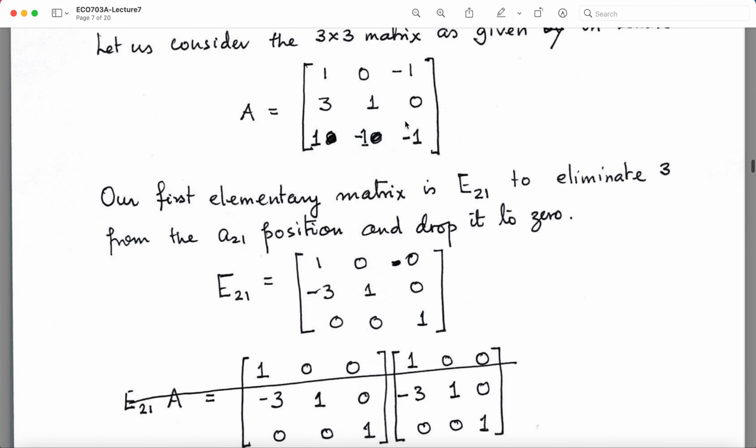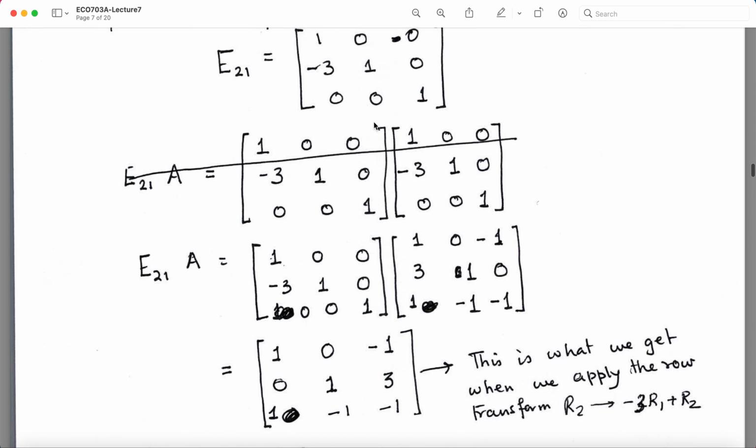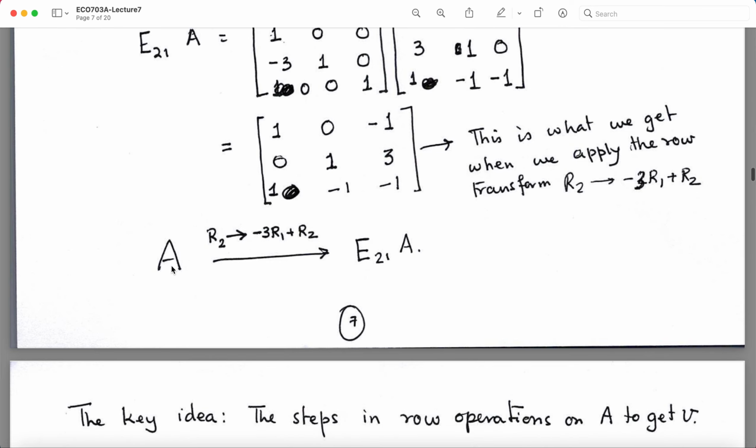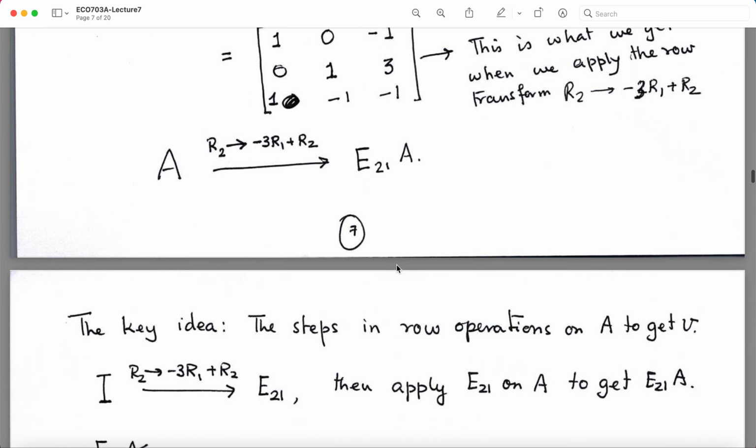You can check. When you apply directly, what we get is this. But if I do it with E21, this elementary matrix, it is just so simple. You have less chance of making a mistake. Even I would make less mistakes. So if I apply the transformation directly on A, that is R2 is replaced by minus 3 R1 plus R2, then I get E21 A.